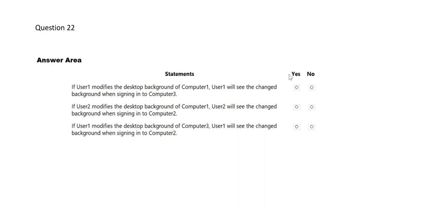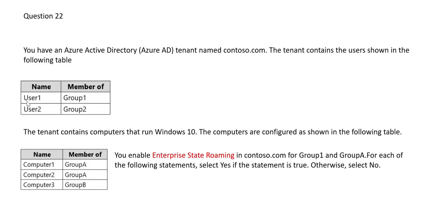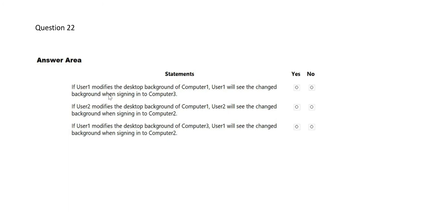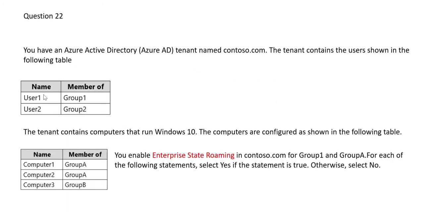So you have to mark yes or no. The first one says if User 1 modifies the desktop background of Computer 1, that means User 1 modifies the desktop background of Computer 1, User 1 will see the changed background when signing in to Computer 3. So User 1 will see the same background when signing in to Computer 3. Can it happen? Yes. That's why I told you this keyword will make things possible for us.